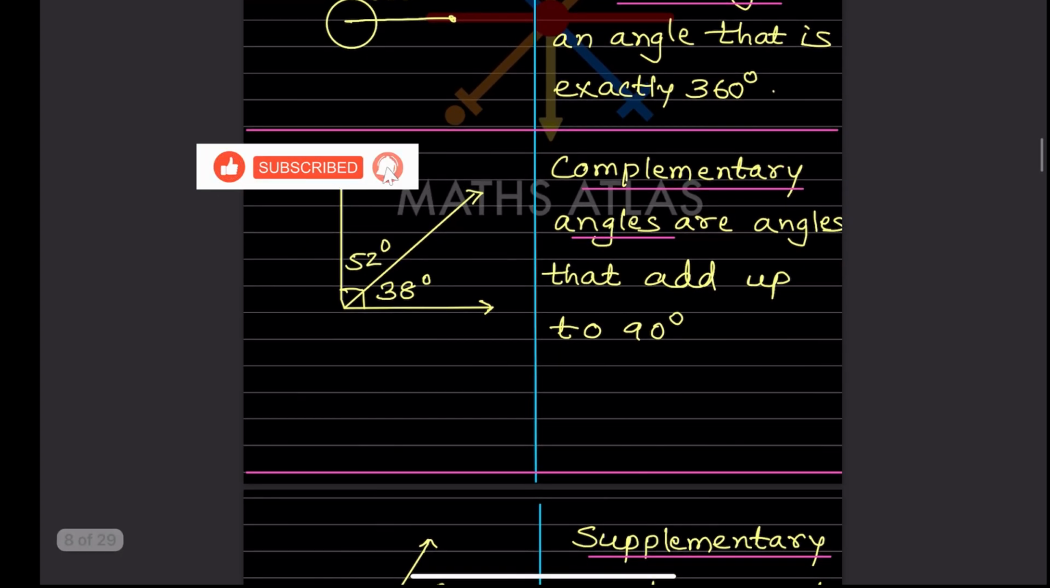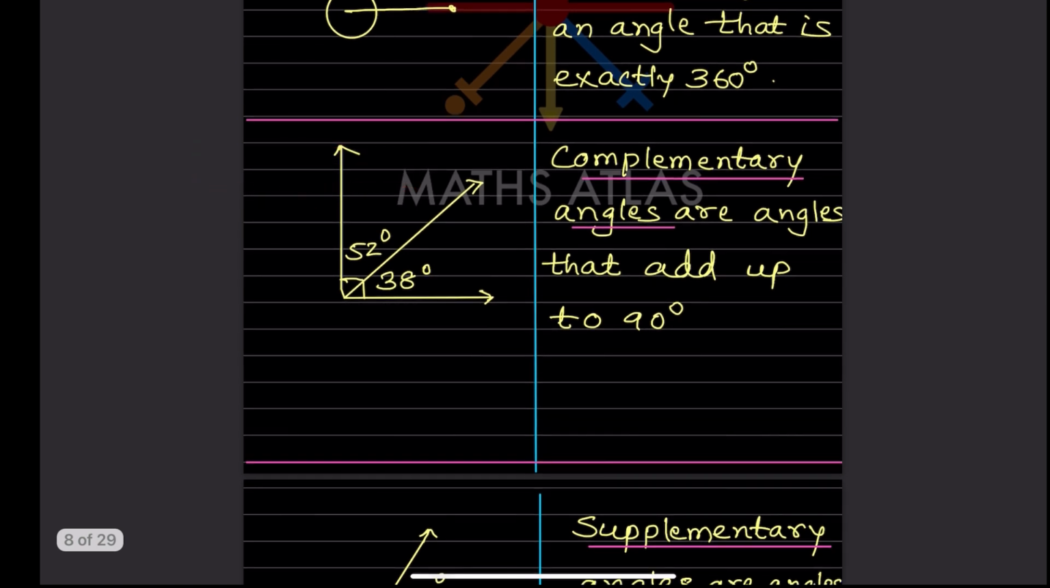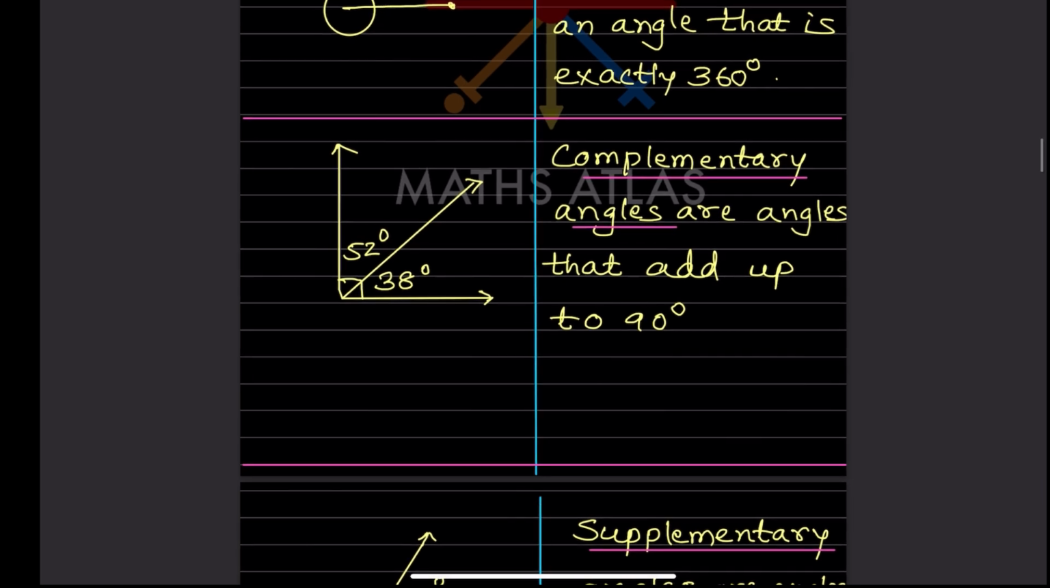Many times there is confusion between complementary angles and supplementary angles. You should be aware of all these terms when you are learning geometry. I have given all the terms, and this is a revision for those who already know them. Complementary angles are angles that add up to 90 degrees.